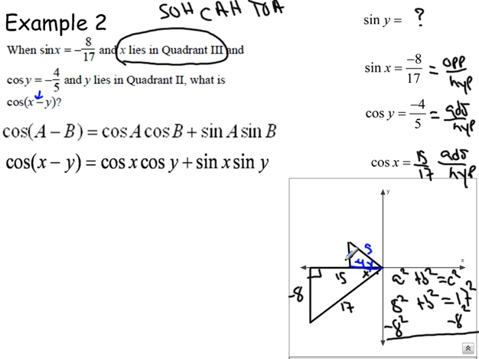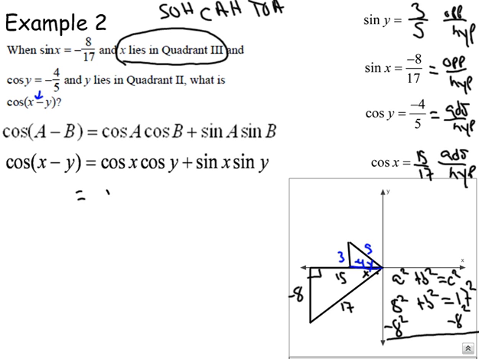So what's this missing side over here? Well, you can use the Pythagorean Theorem, but I'll save you the suspense. It's 3 because it's a 3, 4, 5 right triangle. So what's the sine of y? Sine of y is going to be opposite over hypotenuse. So the opposite is 3, hypotenuse is 5. So the sine of y is 3/5. That's the opposite over the hypotenuse. Okay, so now we can substitute.